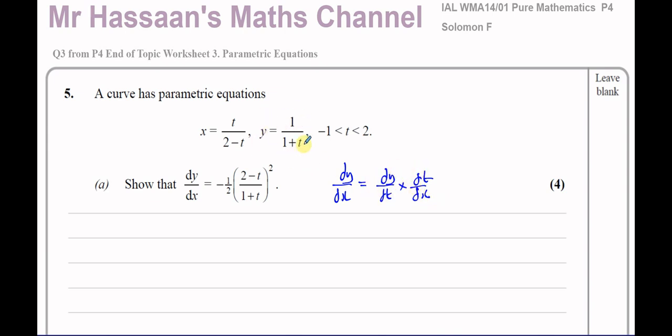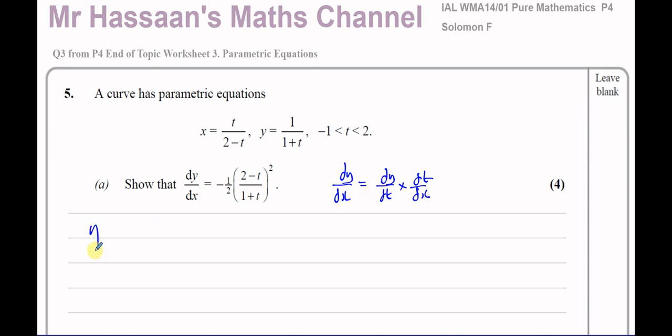So if you differentiate y with respect to t, and you differentiate x with respect to t, and then you multiply dy/dt by the reciprocal of dx/dt, which is dt/dx, you will get an expression for dy/dx. So that's exactly what we're going to do. So let's start with y.